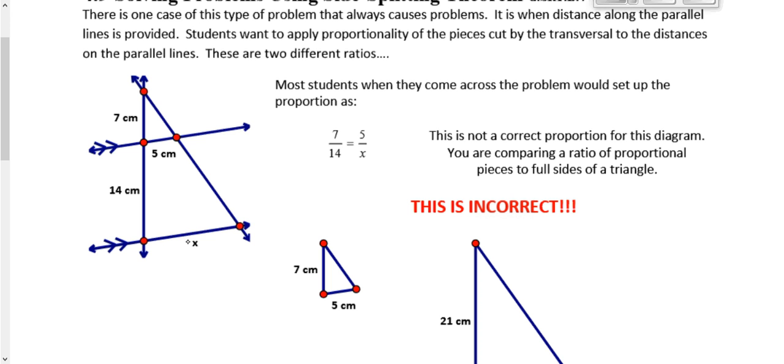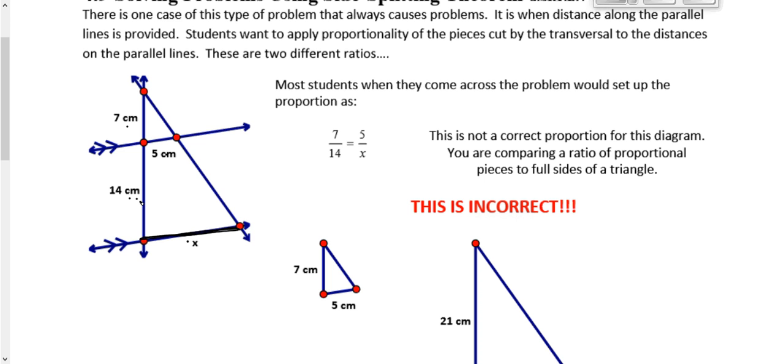So would I be able to say X over 5 equals 14 over 7? Or the way they have it? X over 5. No, I don't think so. Listen, we've got a triangle here. You got to be careful. X is the full side of one of the triangles. Is 14 the full side of one of the triangles? Would it correspond with that?